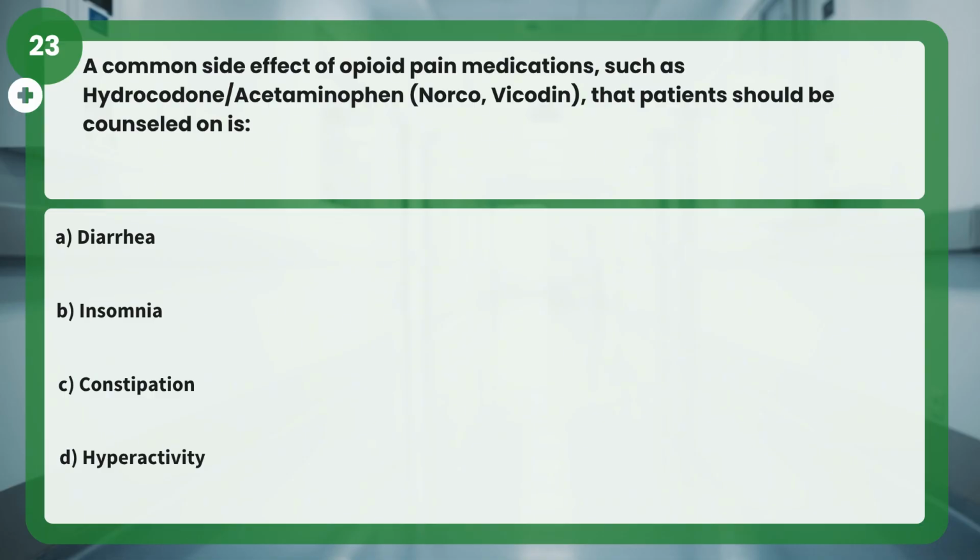Question 23. A common side effect of opioid pain medications, such as hydrocodone/acetaminophen, Norco, Vicodin, that patients should be counseled on is A. Diarrhea. B. Insomnia. C. Constipation. D. Hyperactivity.